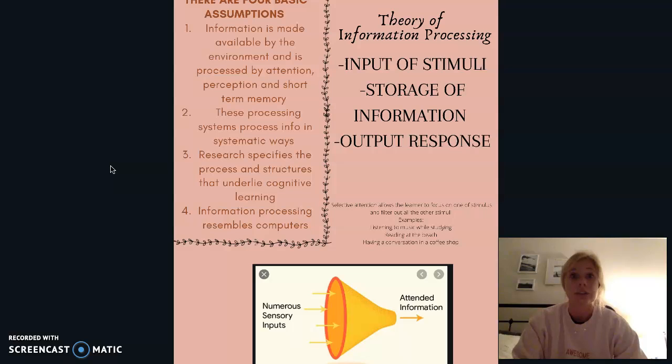Another example would be reading while you're at the beach. You're able to read the words on the page when there are lots of things happening elsewhere on the beach. Lastly, I have written that having a conversation in a coffee shop is also a really good example of selective attention, because you're able to focus on the person you're having a conversation with while people are making coffee or having other conversations. You're able to focus on the information that you're attending to.